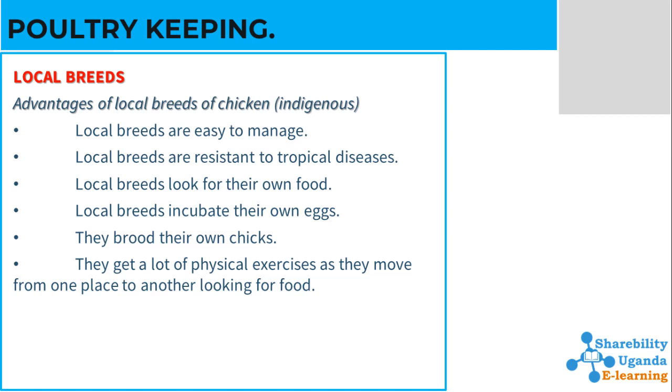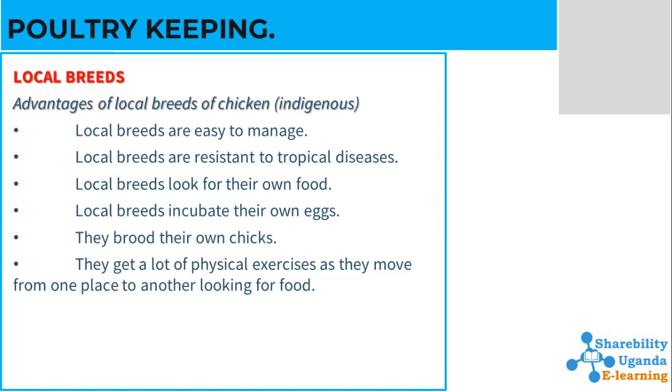Local breeds look for their own food. They do not require feeds to be put in a place for them. They will look for their own food. They will feed themselves. Local breeds incubate their own eggs. They have a sense of incubating their own eggs. After laying eggs, the local hens will look for a good, warm place where they will incubate their eggs. And then they brood their own chicks.